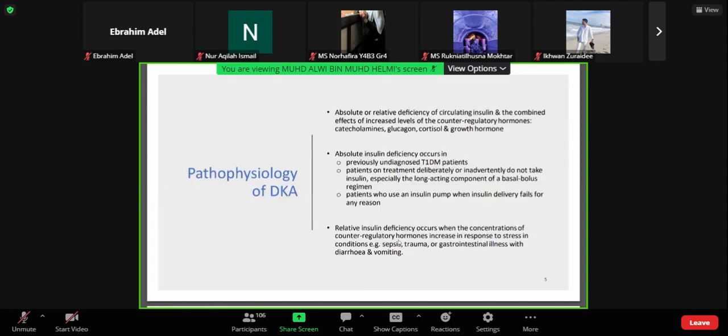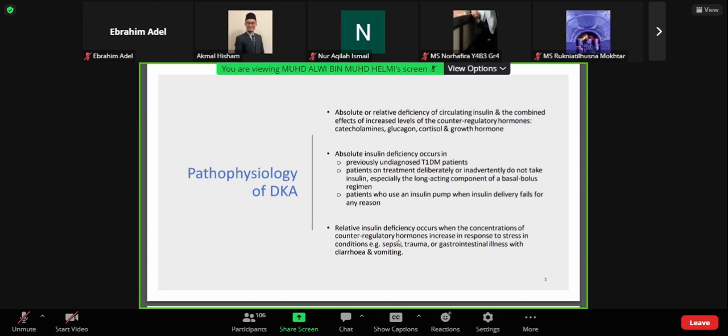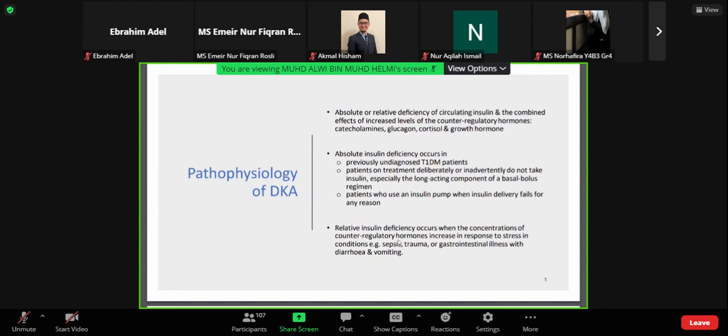The pathophysiology of DKA: basically an absolute or relative deficiency of insulin, with the combined effect of counter-regulatory hormones. What are the counter-regulatory hormones? These are catecholamines, glucagon, cortisol, and growth hormone. Basically, in your body you have insulin-like hormone and also anti-insulin hormone. These are the anti-insulin hormones, whose effect is to increase the level of glucose in the blood.